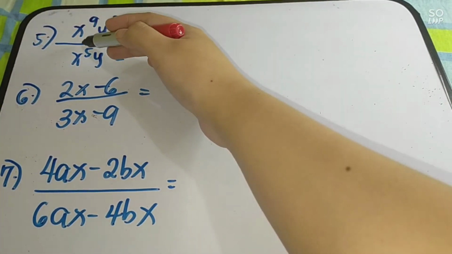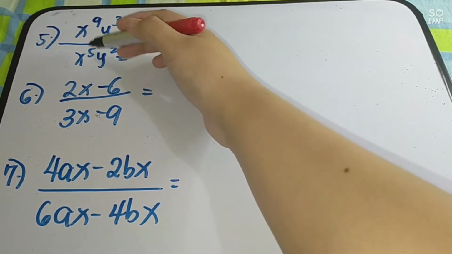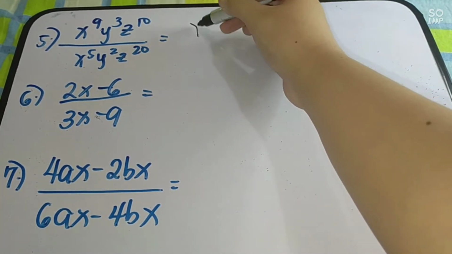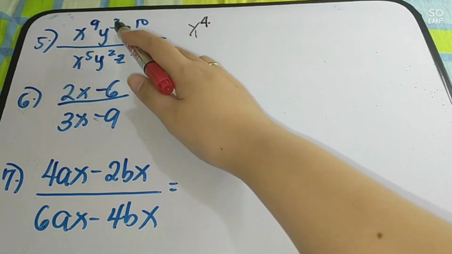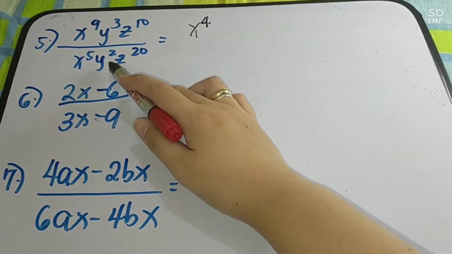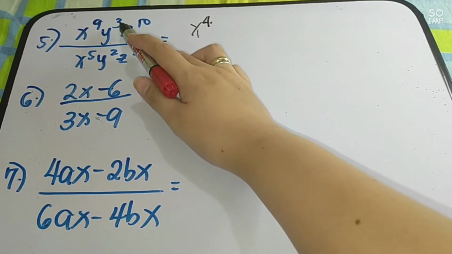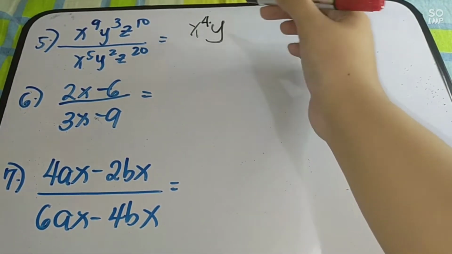So, we have here x raised to 9 over x raised to 5. That is x raised to 4. Just subtract. Since mas mataas yung x raised to 9, dun mo ilagay yung sagot mo, which is x raised to 4. That is it. Next tayo, y cubed over y squared. As you can see, mas mataas yung y cubed. So, sa taas ulit natin ilalagay. Just subtract 3 minus 2. We have here 1. So, the answer here is y na lang.